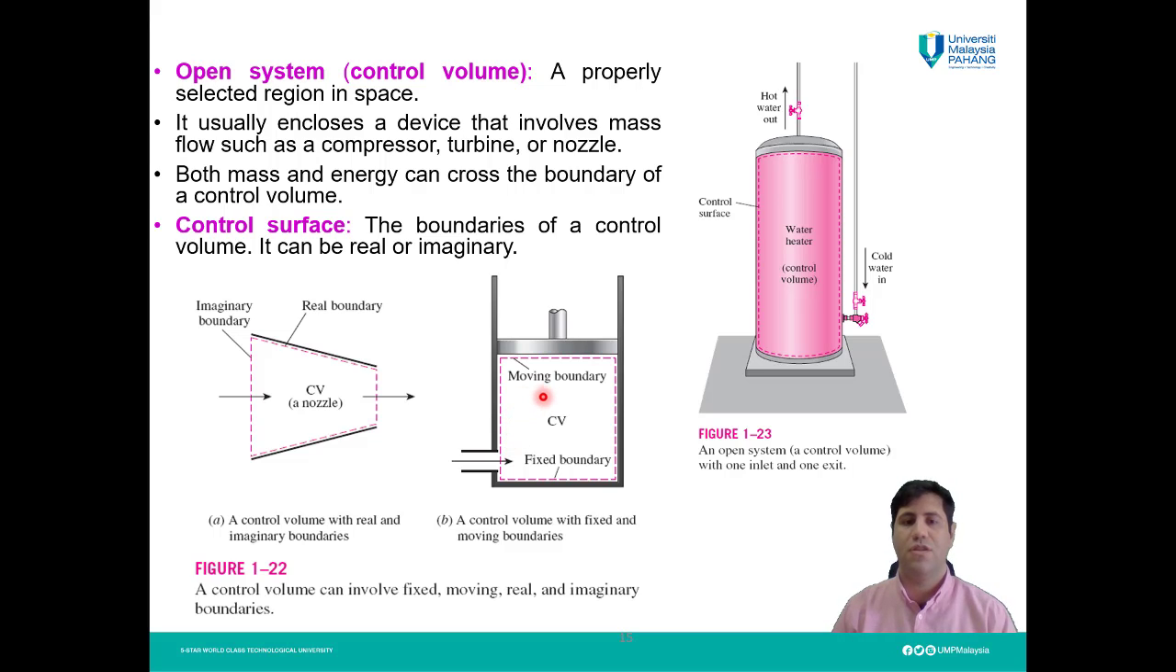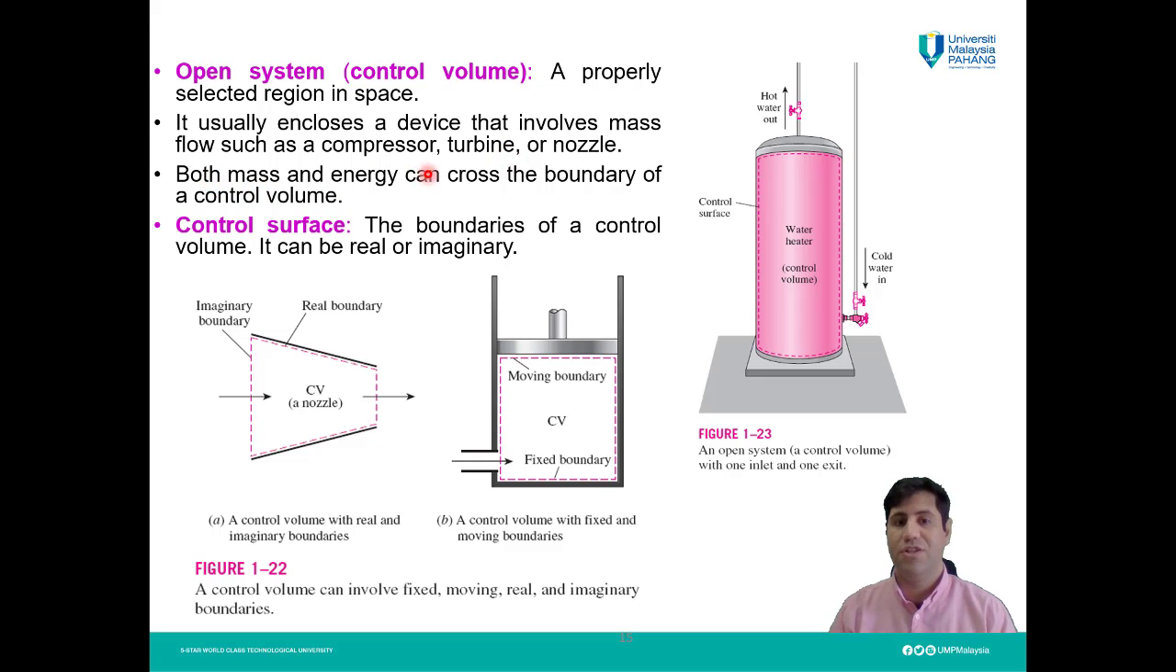So when the system we choose to study in the thermodynamics aspect has some mass transfer through the border of that system with surroundings, we call that a control volume actually. So control volume is a properly selected region in space. It usually includes a device that involves mass flow such as a compressor, turbine, and nozzle. So usually when we have a compressor or turbine or nozzle, we need to choose a region in space, which we call the control volume, to study.